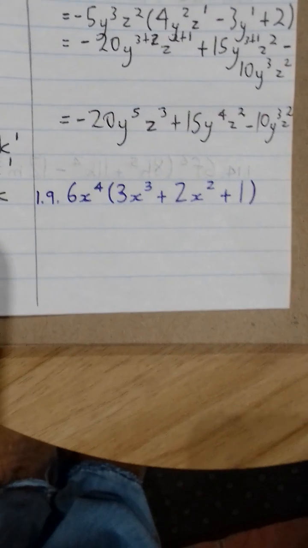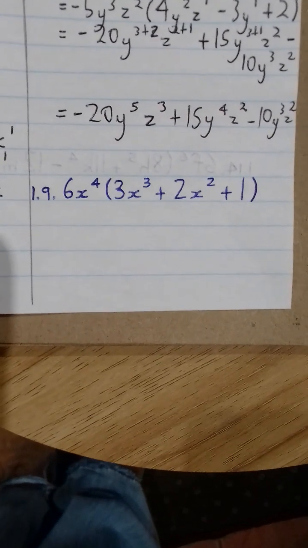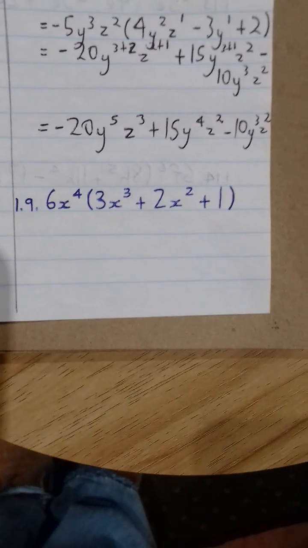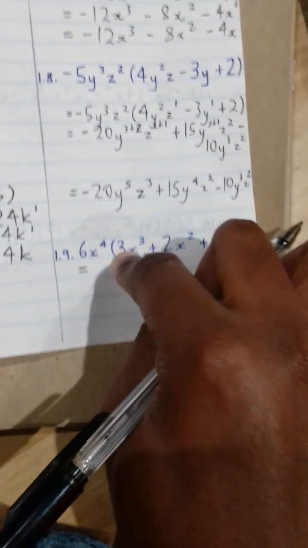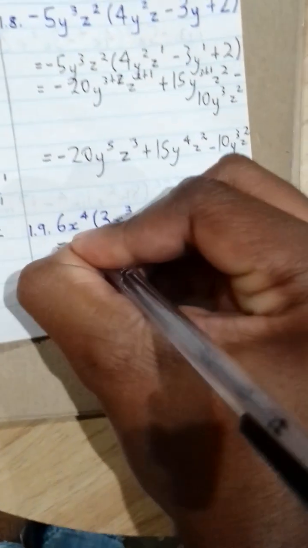1.9, we have 6x to the power of 4 open bracket, 3x to the power of 3 plus 2x to the power of 2 plus 1. So everything has an exponent. So 6 times 3, 18. X to the power of 4 times x to the power of 3. X to the power of 4 plus 3.